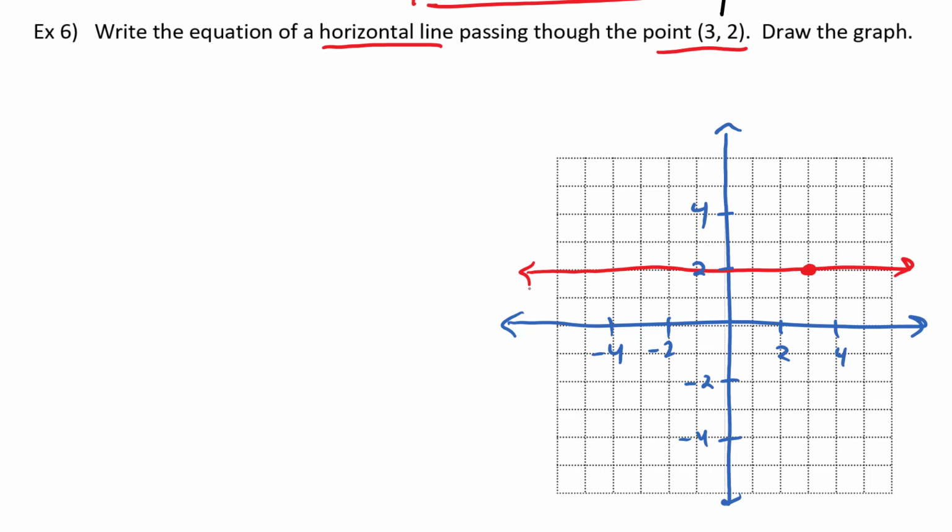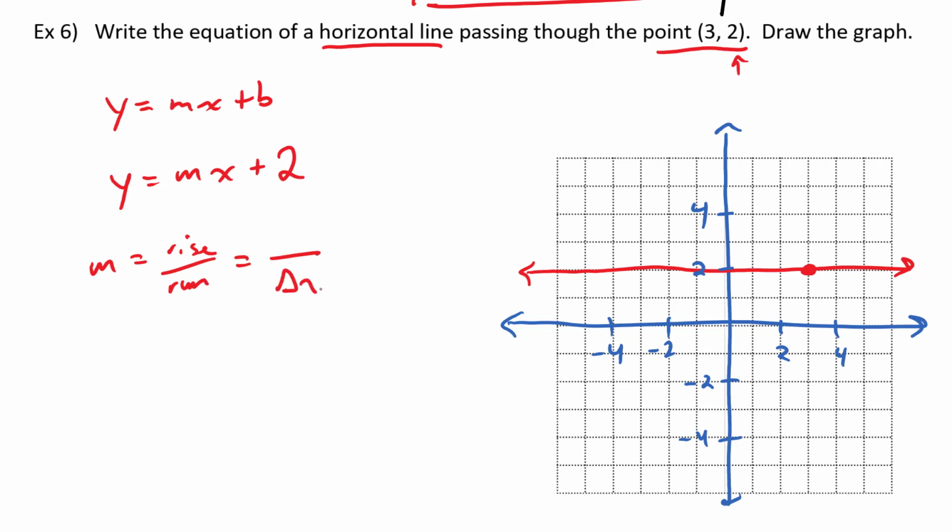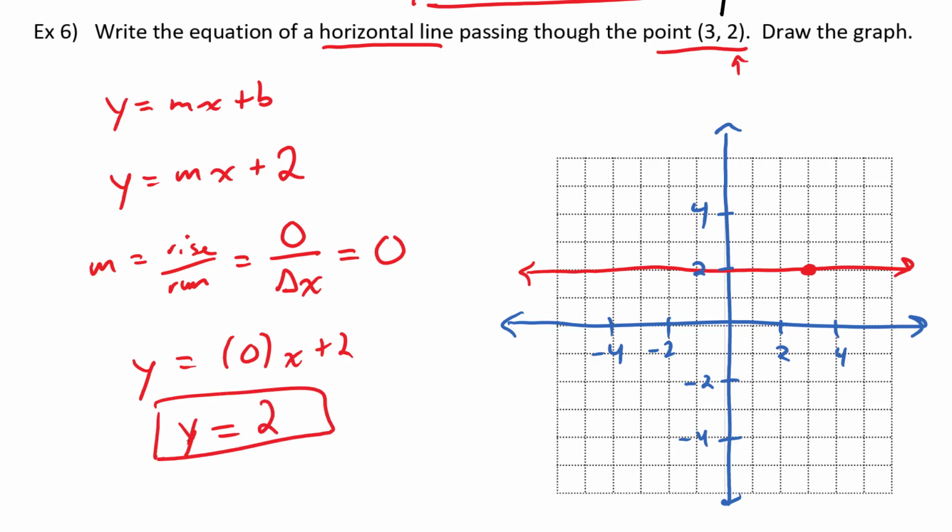What is the equation, however? Y equals mx plus b. It has a y-intercept. It's crossing at 2. So y equals mx plus 2. What is my slope? Well, slope is rise over run. This will have a run, but it will not have a rise. Therefore, your slope is 0. We sub that in. Y is equal to 0 times x plus 2. So the equation of a horizontal line, y is equal to 2. That is it.